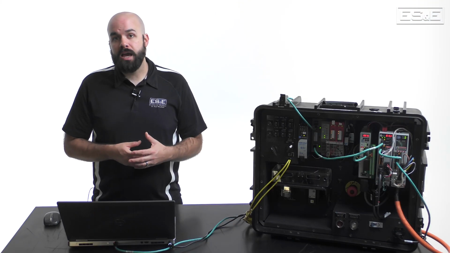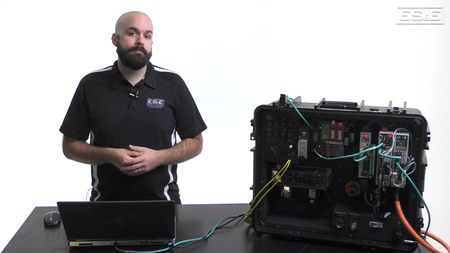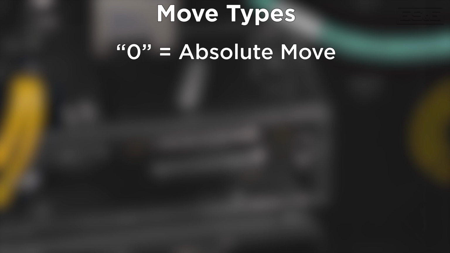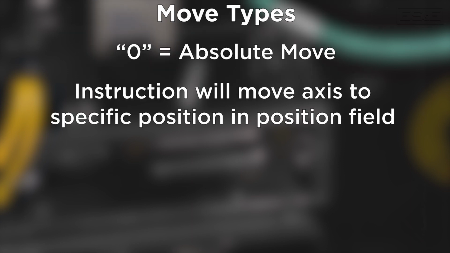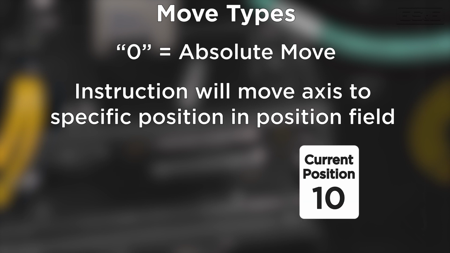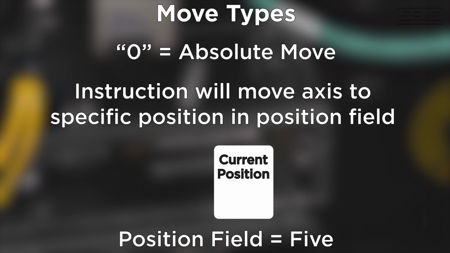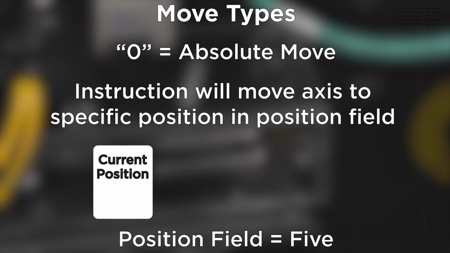Now go back to the top and select the move type. Let's discuss the different options. 0 means absolute move. This means that the instruction will move the axis to the position specified in the position field. For example, if the current position is 10 and the position field has a 5 in it, then the axis will move in reverse 5 units and the final position will be 5.